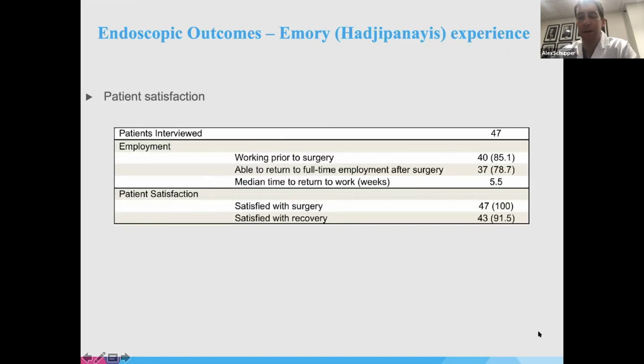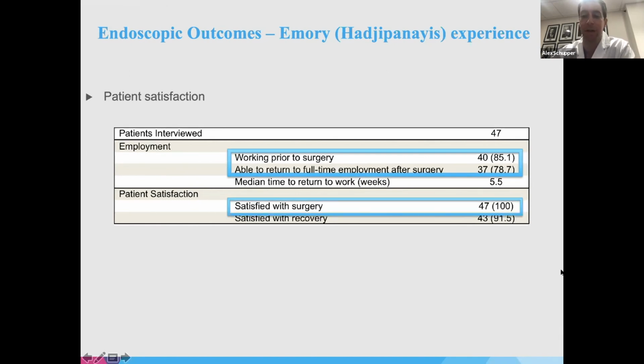Then another part of the study, which I thought was really interesting, was they looked at patient satisfaction and quality of life, which I feel like is something that in cranial surgery, we don't always really emphasize, of how these patients do, not just in terms of disposition to going home versus to a rehab center, but are these patients able to actually return to their previous quality of life? And so what I thought was great was that 85% of these patients were working prior to surgery, and 37 of these 40 patients were able to return to their full-time job after surgery with a 100% satisfaction rate.